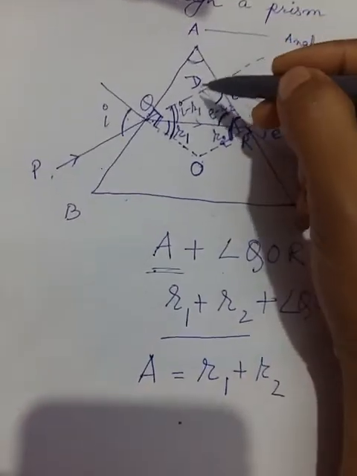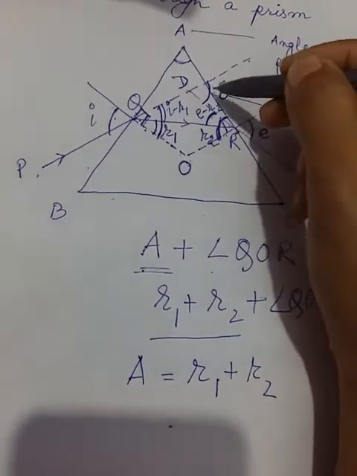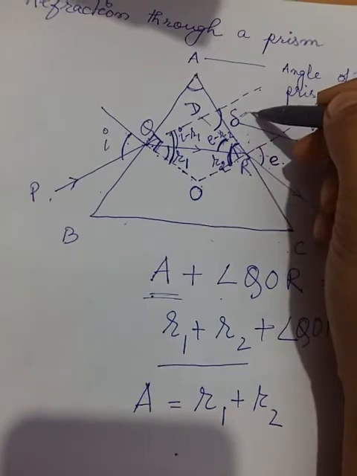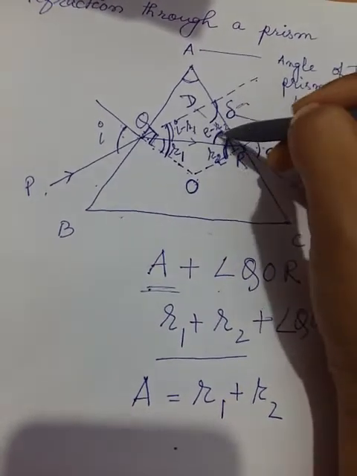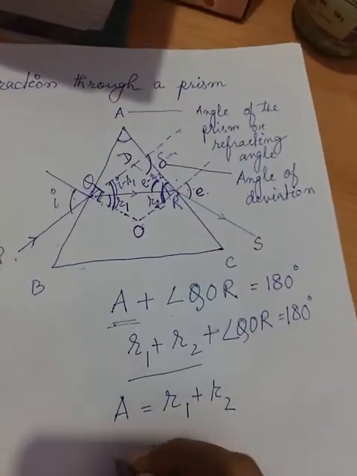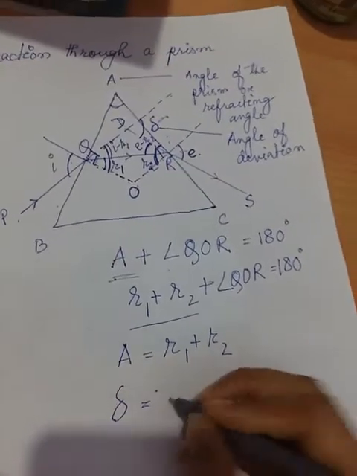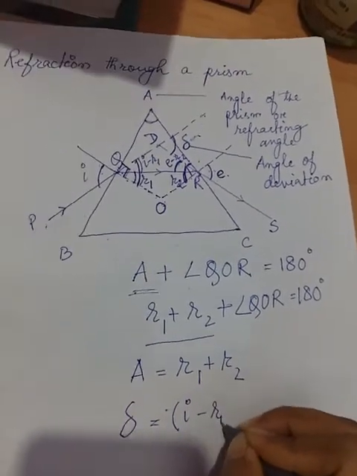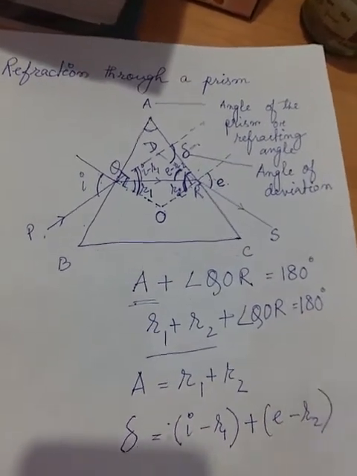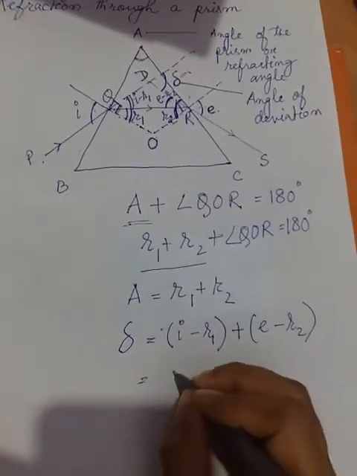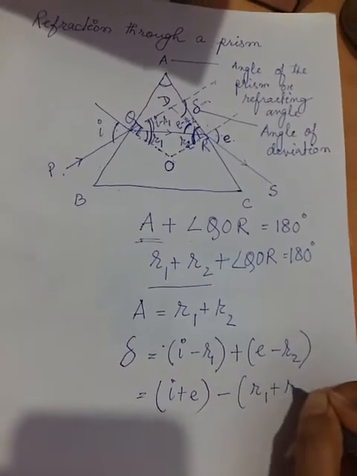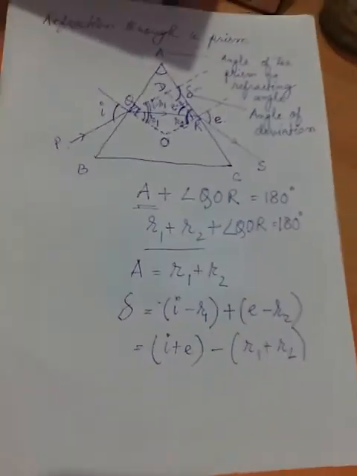So if you observe in the triangle DQR, then delta represents the angle of deviation, which is the exterior angle, and I minus R1 and E minus R2 are the remote interior angles. And we know that exterior angle equals the sum of the remote interior angles. So delta equals I plus E minus R1 plus R2. So this is another condition.